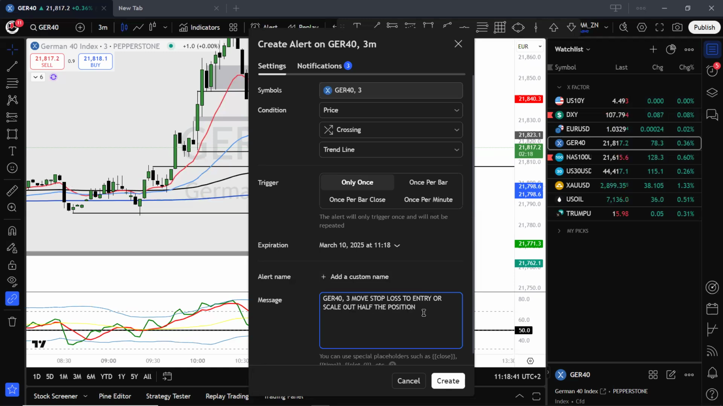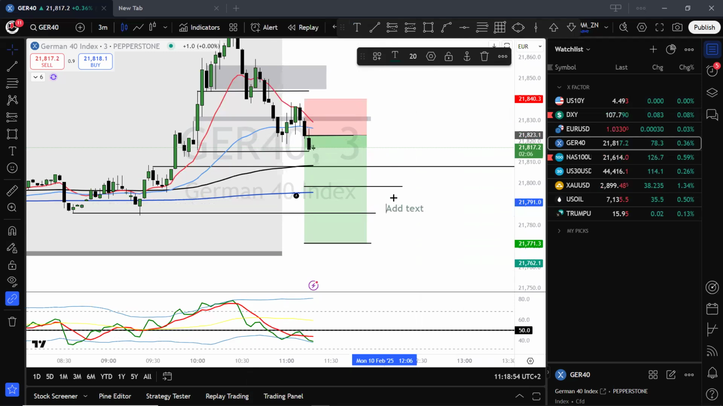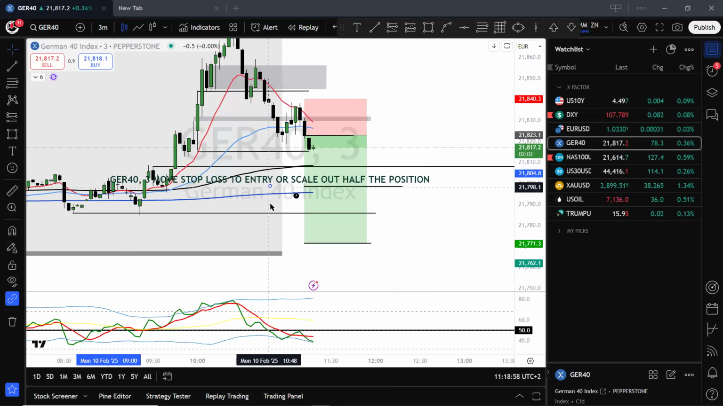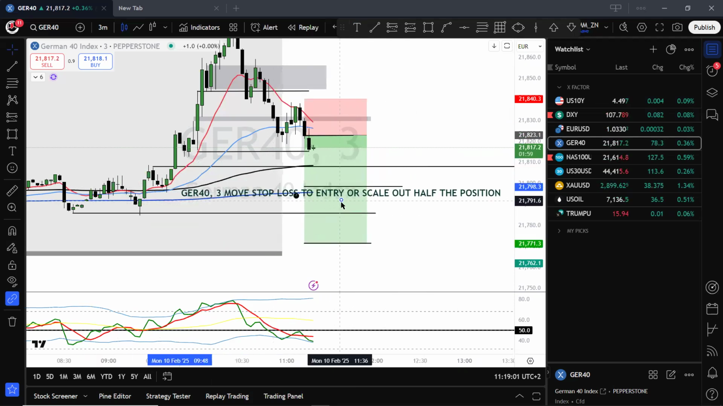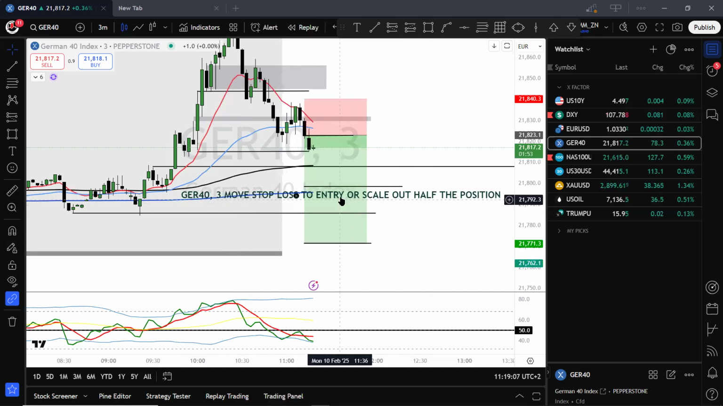So this is just an alert we have. So let's just mark this, copy. I wonder if it's going to allow me to paste. I'm not sure if it allows me to paste here. Okay, there we go. Okay, so move GER40 stop loss to entry and scale out half the position if we get here.